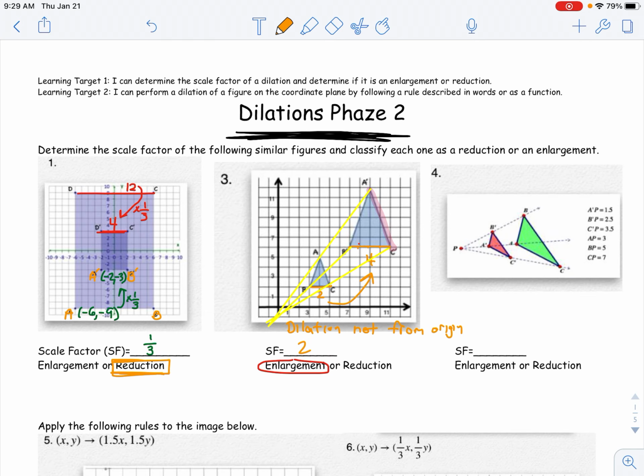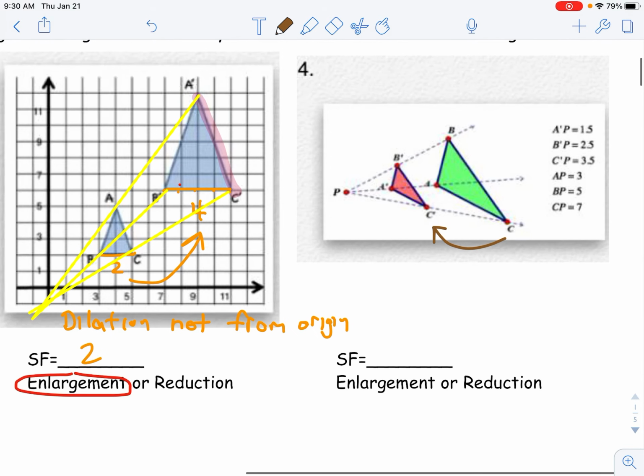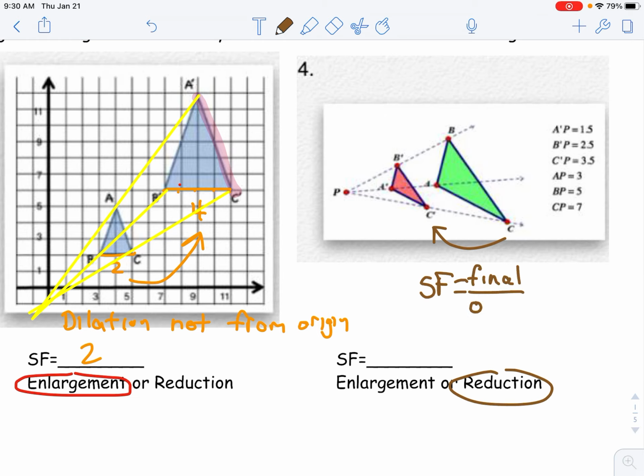And then here we've got one not in the coordinate plane. What do we got here? Let's look. Well, I can see from C to C prime, I'm getting smaller, so it's a reduction. And then given this stuff, you remember, I went final over original.